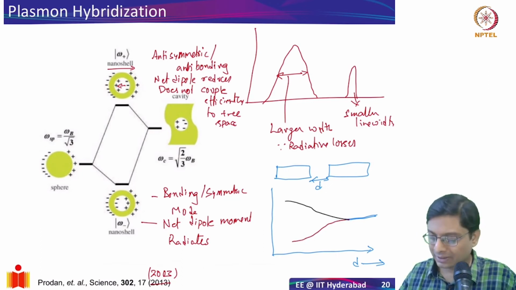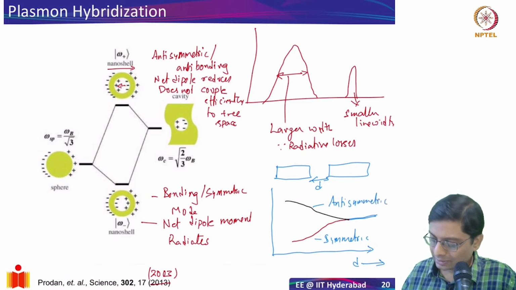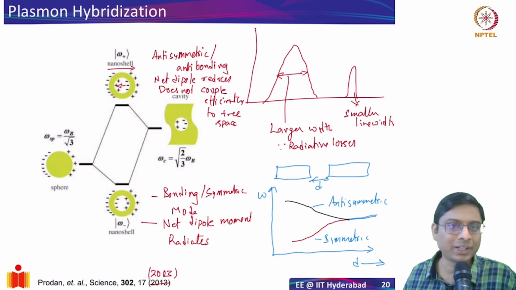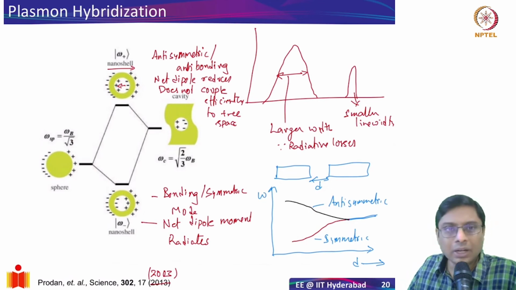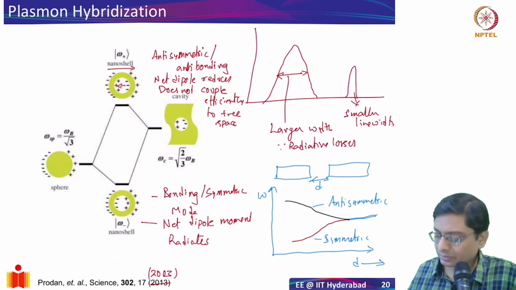So effectively, this is my, let's say, bonding or symmetric, and this is my antisymmetric. And in terms of frequency is what I'm plotting. Okay, that's energy, right? Energy, H cross omega, where omega is frequency. So now, because of the interaction, you have these antisymmetric and symmetric modes forming, or resonances forming.